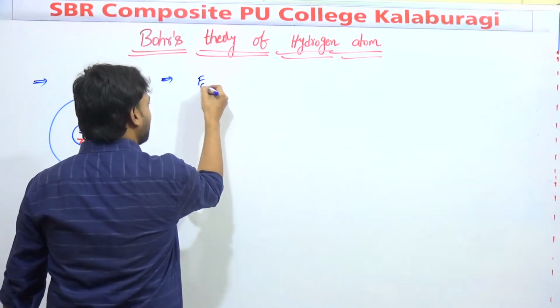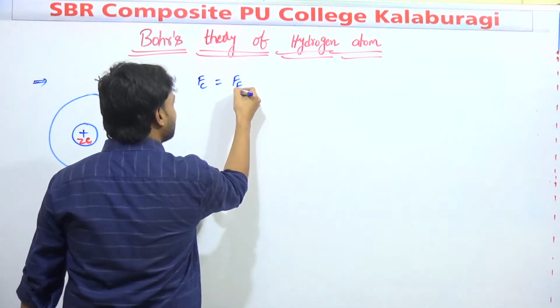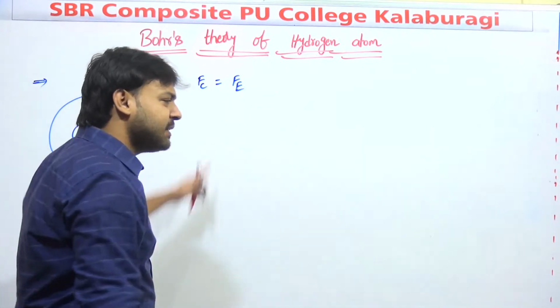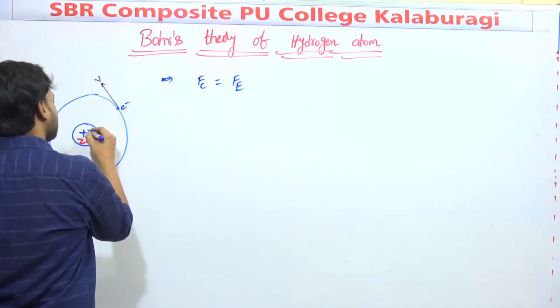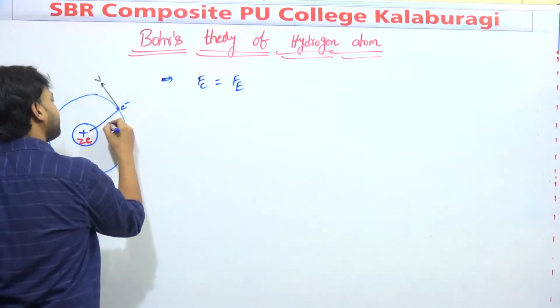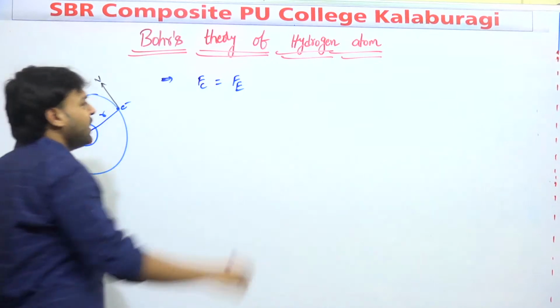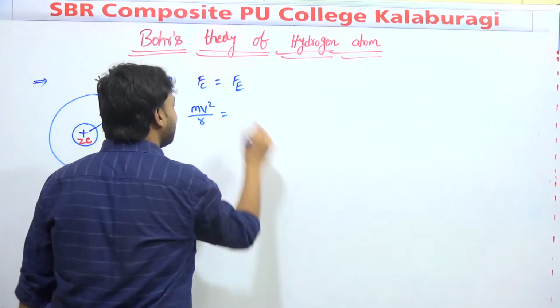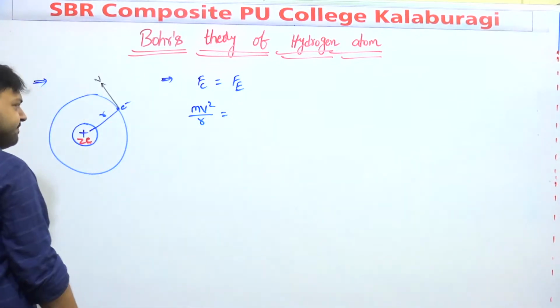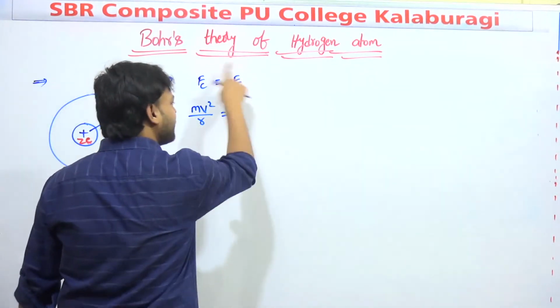So centripetal force is provided by the electrostatic force. Centripetal force formula, so radius from the nucleus r. So I can write it as mv square divided by r, which is equals to, now what can I write? I can write the electrostatic force. So tell me what is that?